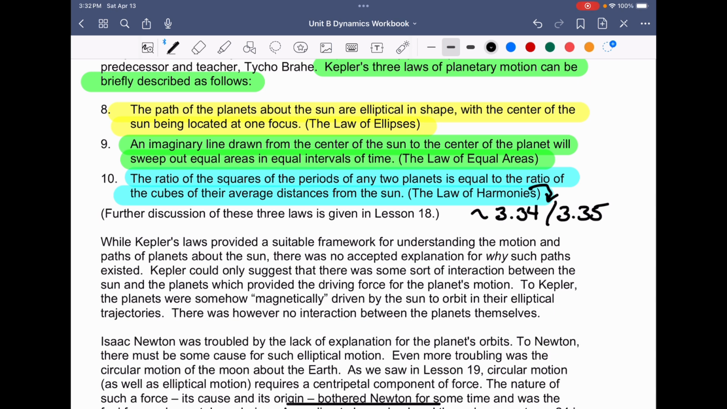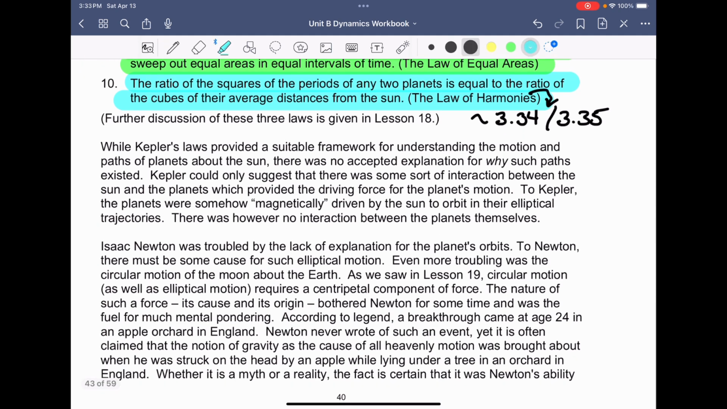Now, again, that one is probably the most tricky law to really conceptualize. There's not a ton going into it visually. It's more about just saying, if you take any two planets within the solar system, you should get a specific thing.